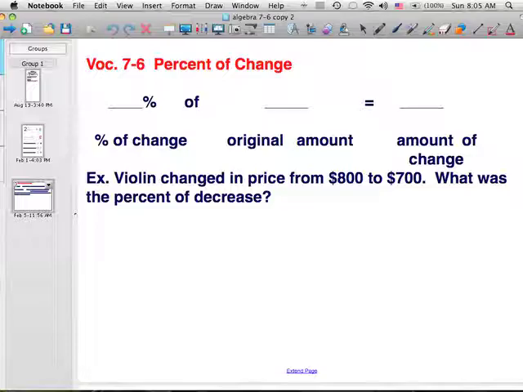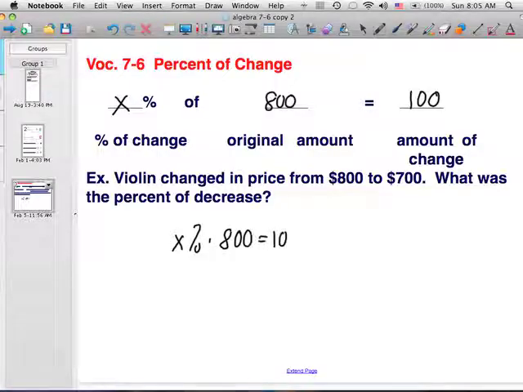So if a violin changed in price from $800 to $700, what was the percent of decrease? The original amount was $800. We're looking for the percent of decrease. And the change was 800 minus 700, which was $100. So that's the part. So X percent times 800 equals 100. Divide by 800. And we get X percent equals 0.125.